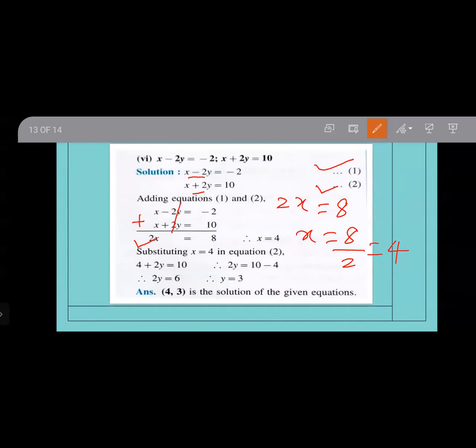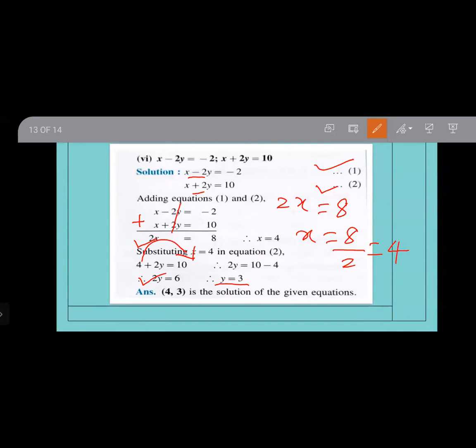So 4 plus 2y equals 10. This plus 4, when it goes to the other side of the equal sign, becomes minus 4. So 2y equals 10 minus 4, which is 6. Here also you are getting an equation in one variable. So 2y equals 6, so y is equal to 3.